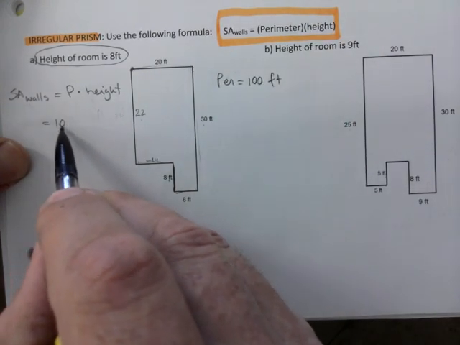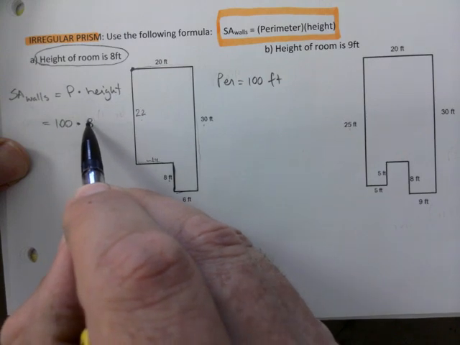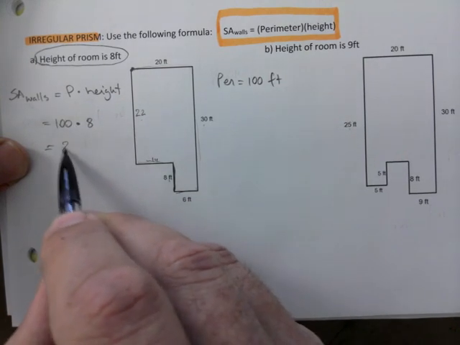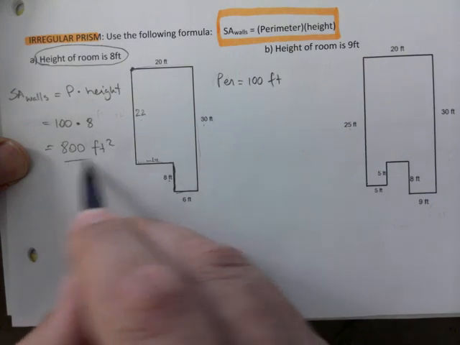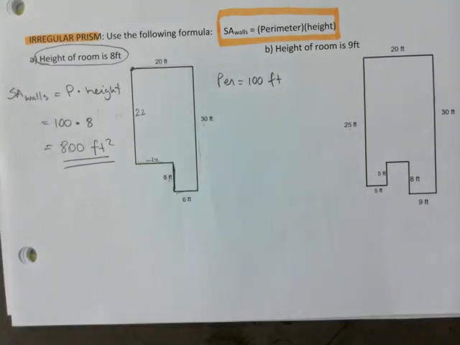So we would go 100 times 8, right? So that's 800 square feet. Remember that, you're finding surface area. Finding surface area.